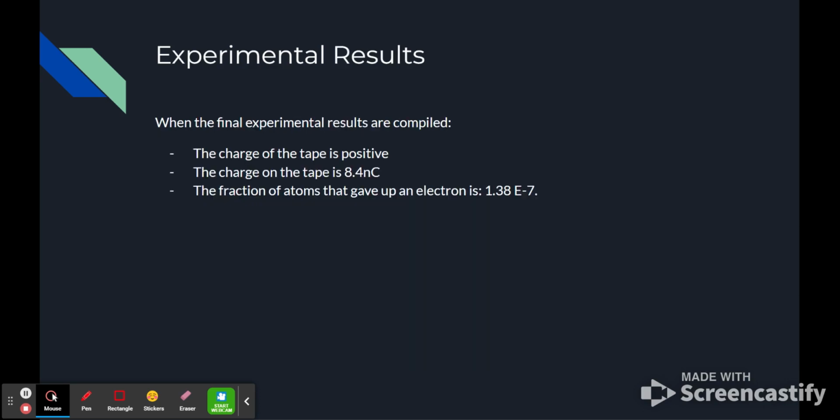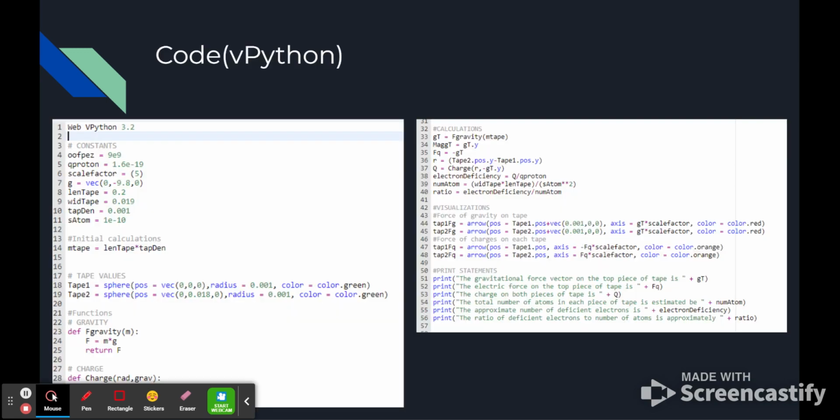When the final experimental results are compiled, the charge of the tape is positive, the charge of the tape is 8.4 nanocoulombs, and the fraction of the atoms that gave up an electron is 1.38 times 10 to the negative 7. Now the code in VPython: this is the code I used to produce the model. On the left are constants, functions, and the tape values, and on the right are calculations and visualizations.